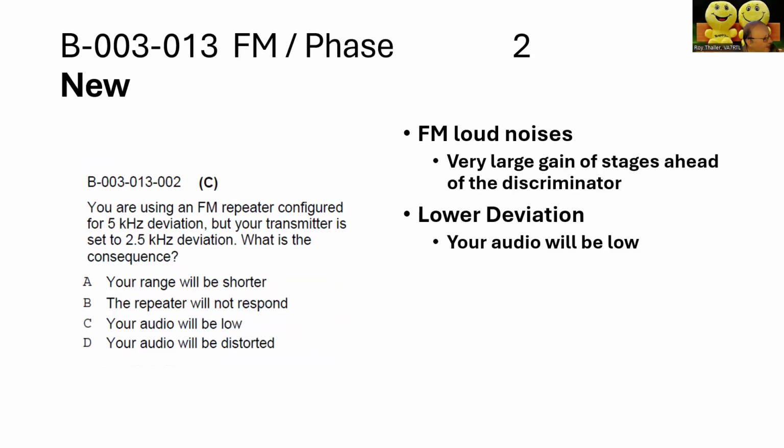Another new question. You're using an FM repeater configured with a 5 kilohertz deviation, but your transmitter is set to 2.5 kilohertz deviation. What is the consequence? Because your signal is smaller than what the repeater allows, your audio will sound low.